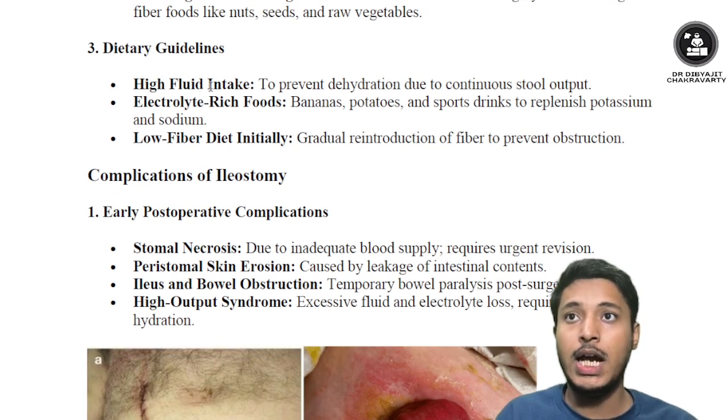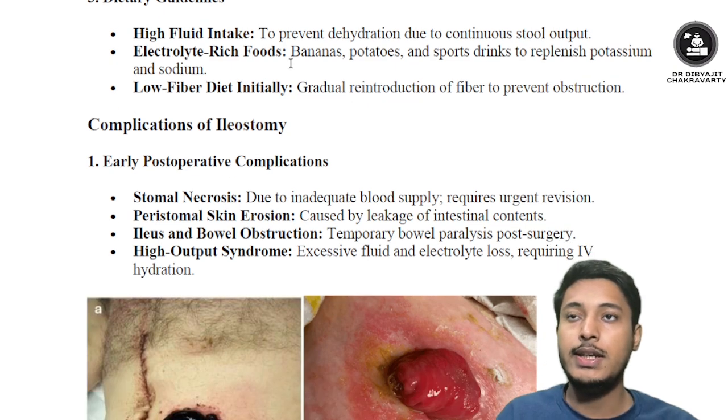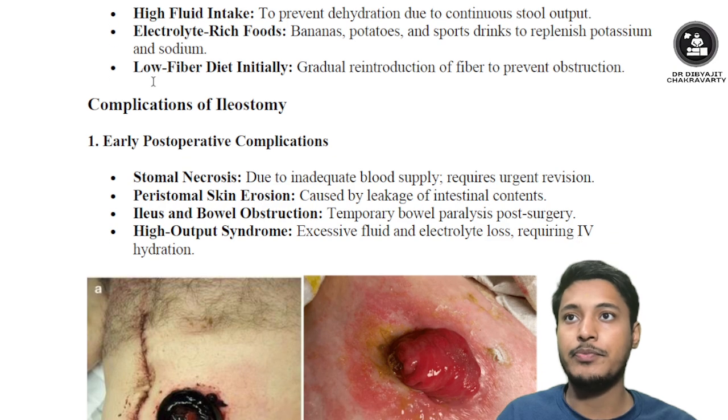Dietary guideline: high fluid intake to prevent dehydration due to continuous stool output. Electrolyte-rich foods like bananas, potatoes, and sport drinks to replenish potassium and sodium. Low fiber diet initially and gradual reintroduction of fiber to prevent obstruction.